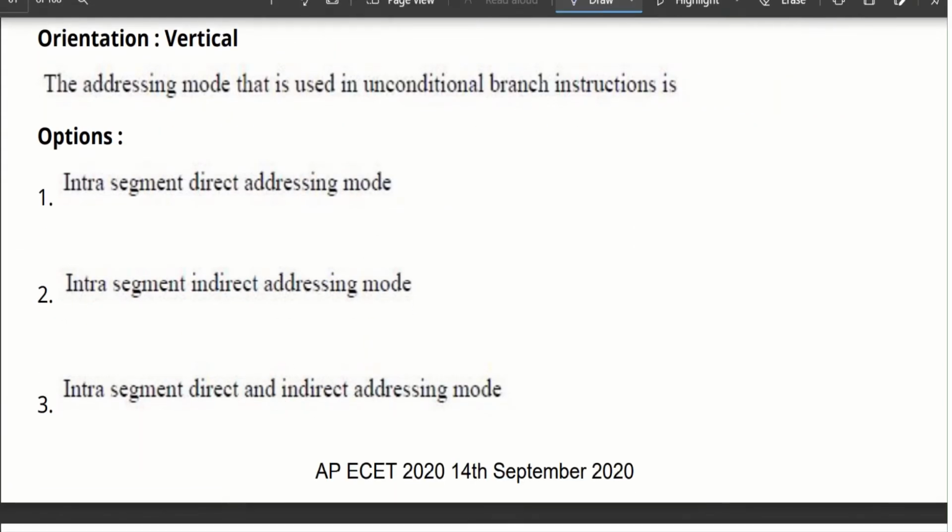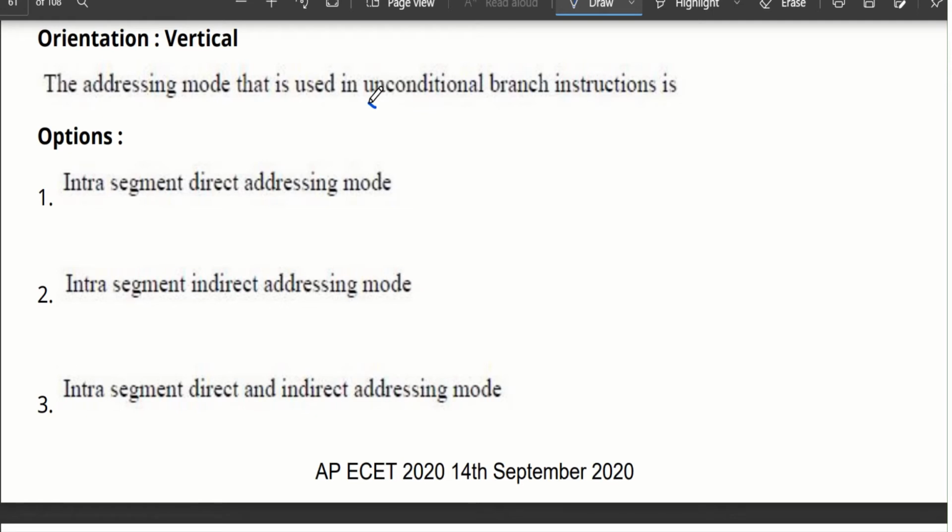The addressing mode that is used in unconditional branch instructions is? Unconditional branch instruction means one which does not need any condition to transfer the instruction.